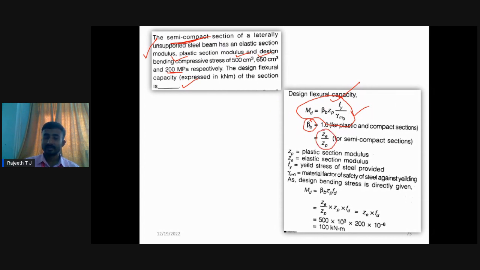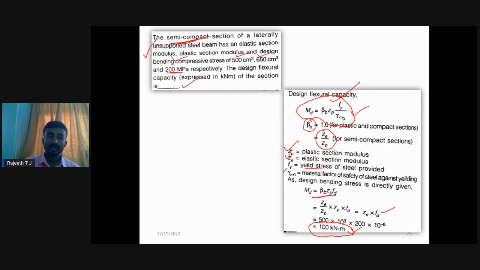Okay, Z_e by Z_p. So now, if you go for Z_p, it is given. So what is Z_p here? Z_p is for 650. Z_e is also given, 500. Yield stress of the material is given. Gamma_m0 is the partial safety factor for material against yielding. So then if you substitute in the formula, you're going to get this answer. So this is the bending capacity of the beam.